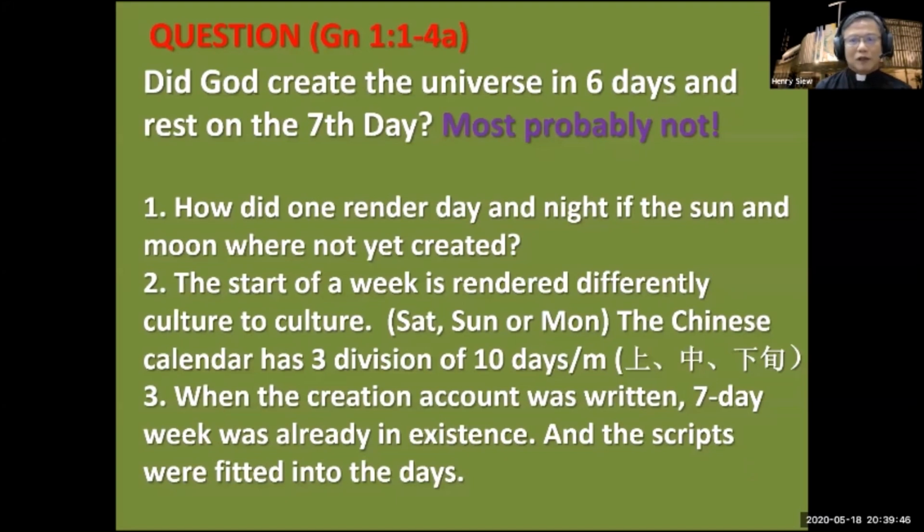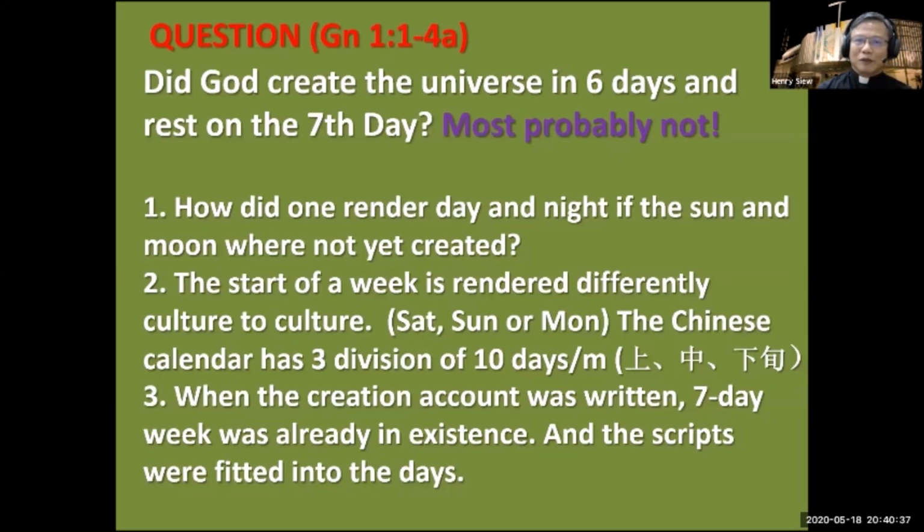Now, for many of us lay persons, when we read the book of Genesis, one immediate question that comes to our mind would be these questions. Did God create the universe in 6 days and rest on the seventh day? And the answer is most probably not. How do we come to that conclusion? Because if you look at the sequence of descriptions for the first account, it was said that God created light and darkness on the first day. But how do we know it is light? How do we know it's darkness?